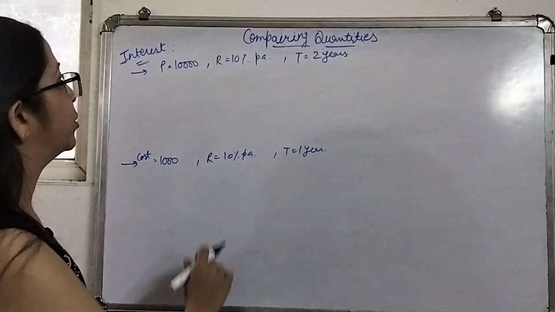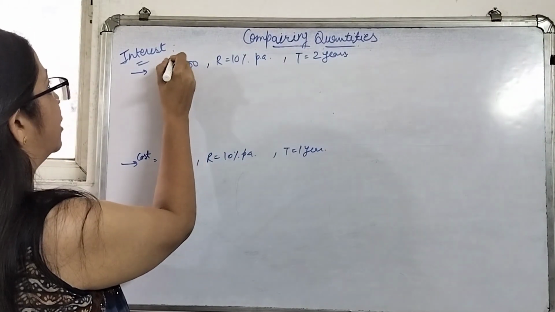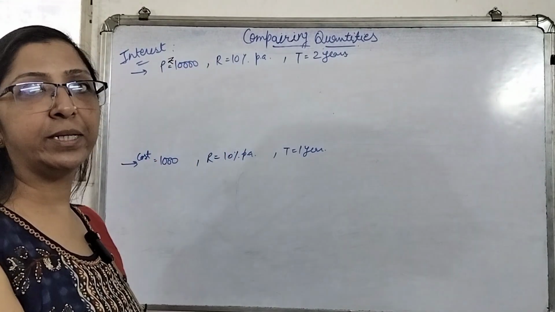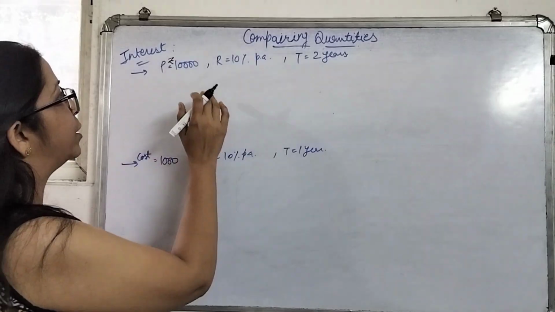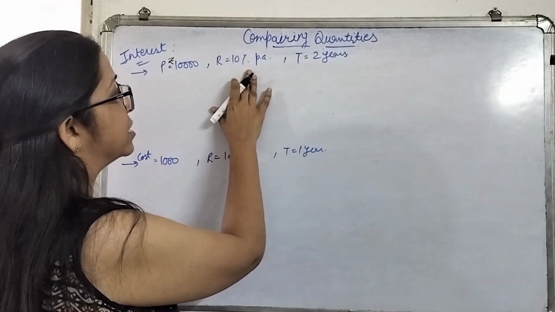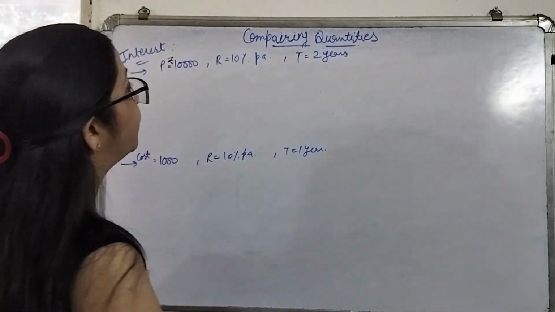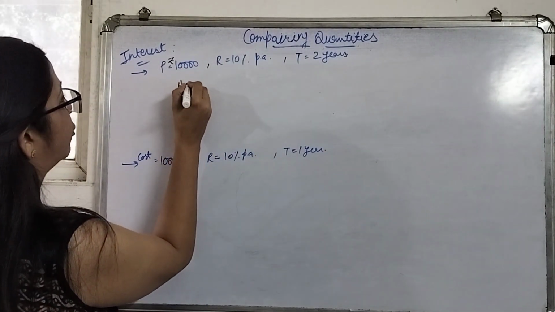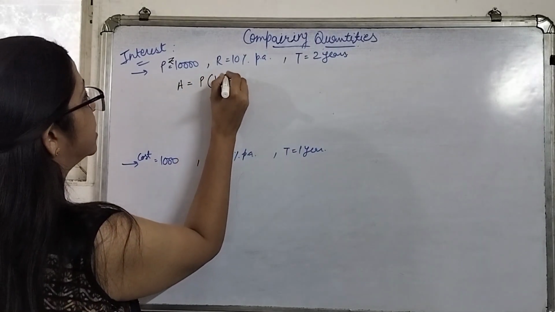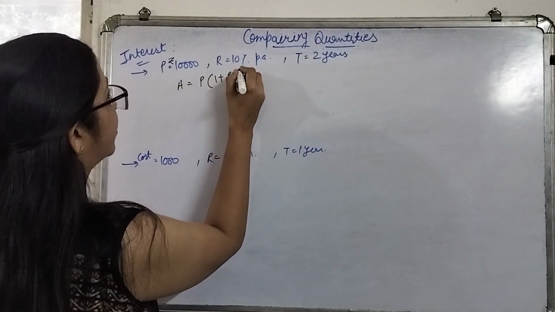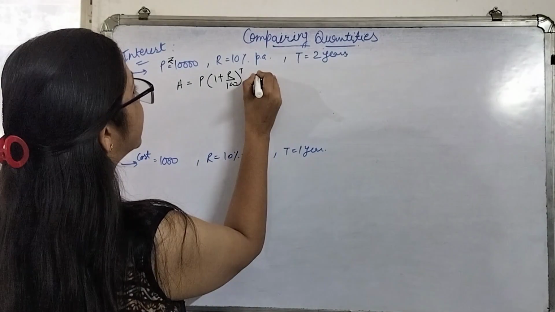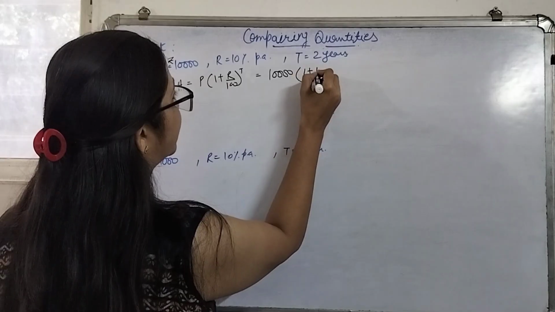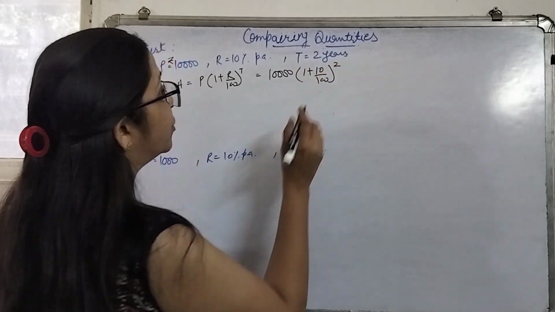Suppose your principal is given to us as 10,000 rupees. Over here it could be population also, it could be anything, so accordingly we will be solving the question. Suppose the principal is 10,000, the rate of interest is 10% per annum and the time duration is 2 years. In that case, the amount will be principal times 1 plus R over 100 raised to the power N, or raised to the power T. The principal is 10,000 multiplied by 1 plus 10 upon 100, for 2 years.